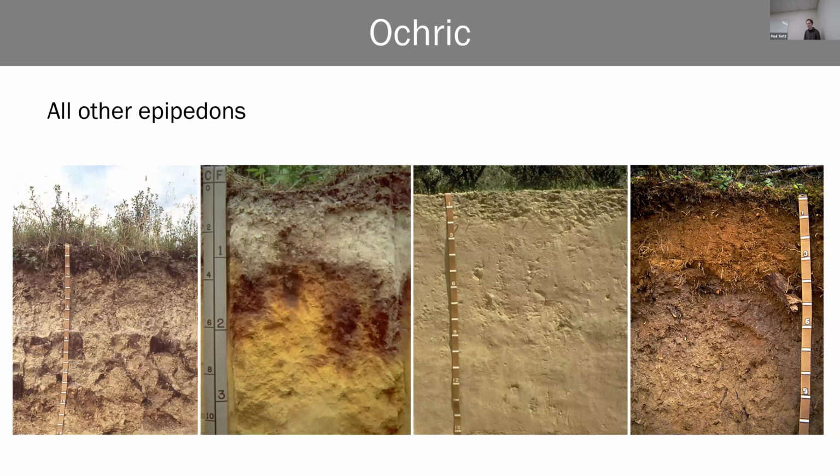Ochric epipedons then is the eighth of our eight options. The definition of this one is just everything else. So we went through all the more restrictive definitions. Any other soil that you find, if it doesn't meet the mollic, it doesn't meet histic as an O horizon, it's a natural soil profile, right? Not anthropic. Chances are it's going to be ochric.